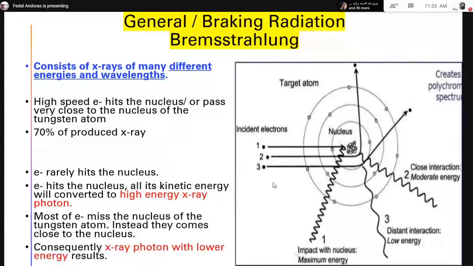So this is what we call breaking radiation. All of these are X-rays. All of these three are X-rays. But we have maximum, moderate, and low energy. And filtration will remove the low energy and leave the other one to go hit the target, which is the patient in our case.